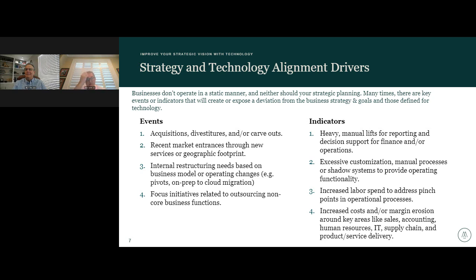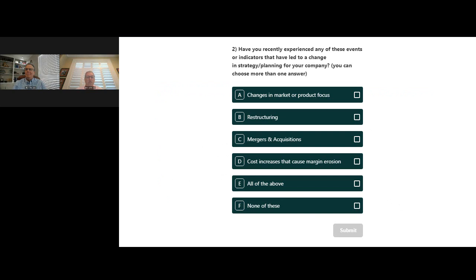All right, thank you. So our second polling question is, have you recently experienced any of these events or indicators that have led to a change in strategy or planning for your company? And you can choose more than one answer here. Your options are changes in market or product focus, restructuring, M&A, cost increases that cause margin erosion, all of the above, or none of the above.